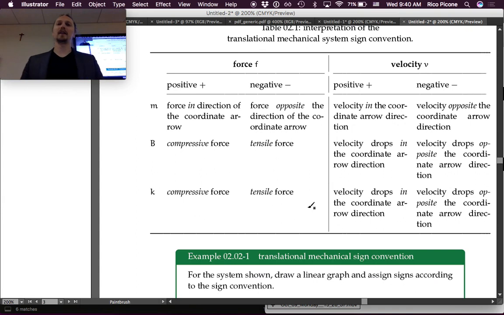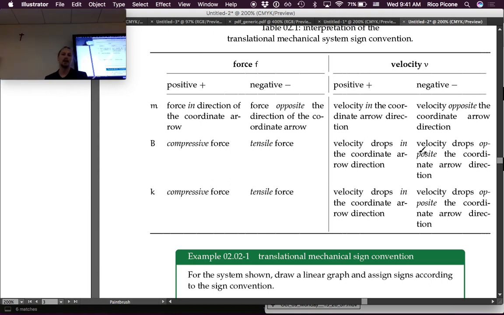Interpretation of translational mechanical system sign convention. On the left side of the table, we have force interpretations. On the right side, we have velocity interpretations. The rows correspond to mass, damper, spring. Okay? And if we have a positive value of force or a negative value of force, that's these sub-columns here. Positive value of velocity, negative value of velocity. So this is the interpretation that we can take.